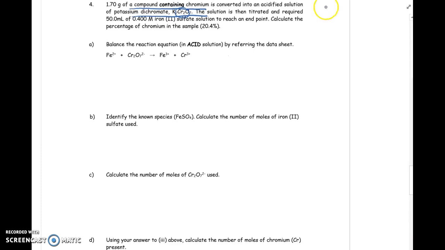So just quickly, here is our diagram. We've got iron 2 in the burette. We've got 50 ml, 0.4 molar. And in our conical, we have our acidified dichromate, which is Cr2O7 2 negative. And we put in 1.7 grams of the chromium compound.